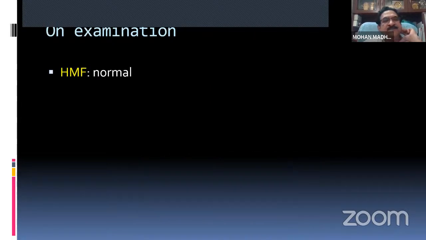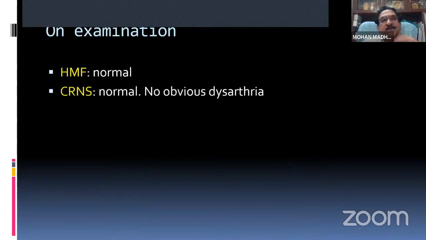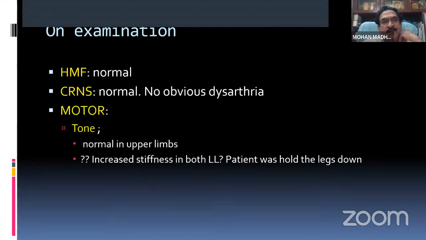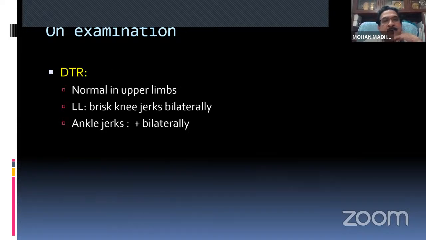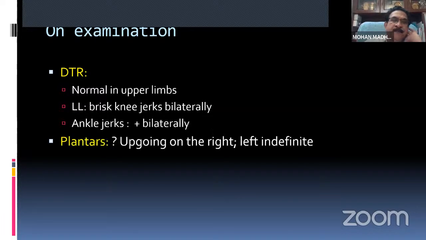So, eye movements are normal, no obvious dysarthria. Motor tone normal in the upper limb. Increased stiffness of both lower limbs, though I do not know whether the patient is holding the legs down. Power normal in the lower and upper limbs. DTR normal in the upper limbs, slightly excitable. Lower limb brisk knee jerks bilaterally. Ankle jerk 1+ bilaterally. Plantar upgoing on the right side, left indefinite.